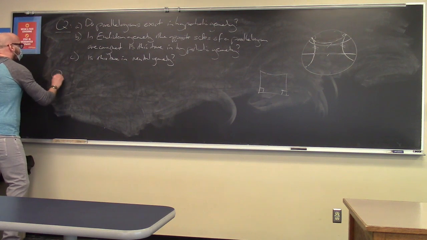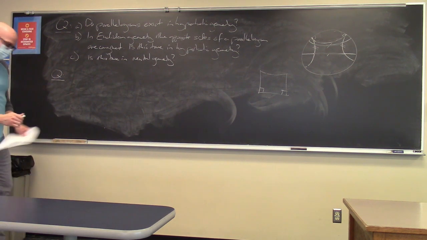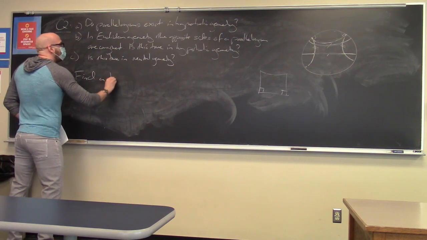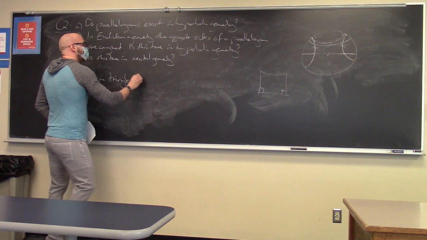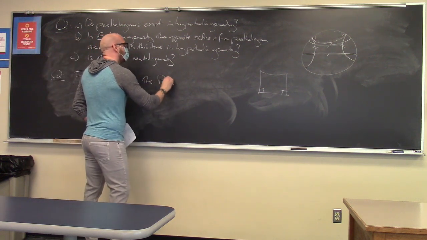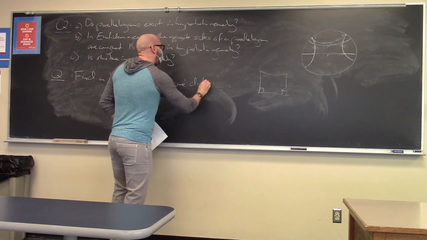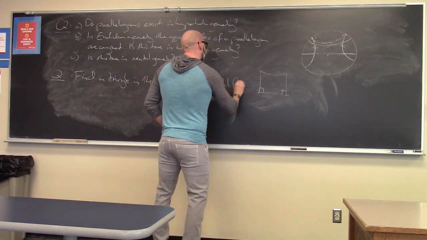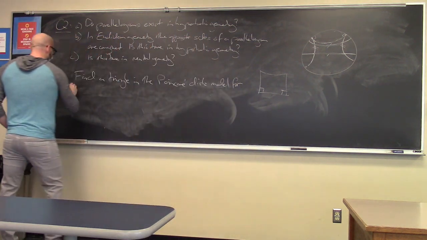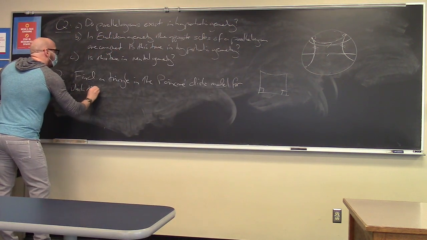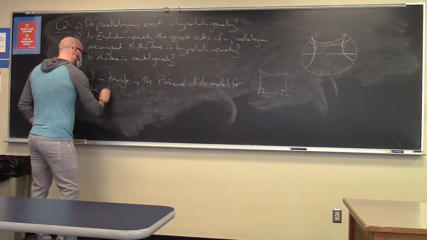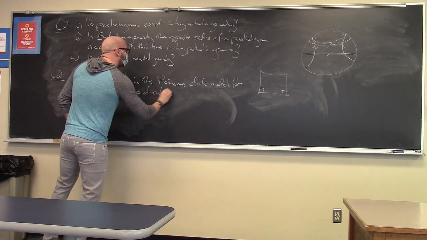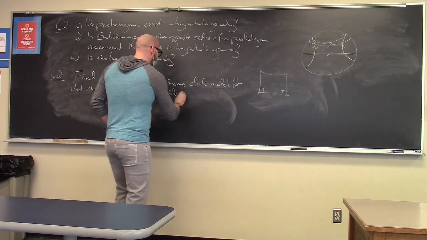We'll just do one more really quick one, just getting into metrics and making sure you understand how these models work. So, find a triangle in the Poincare disk model for which the perpendicular bisectors of each side do not intersect.